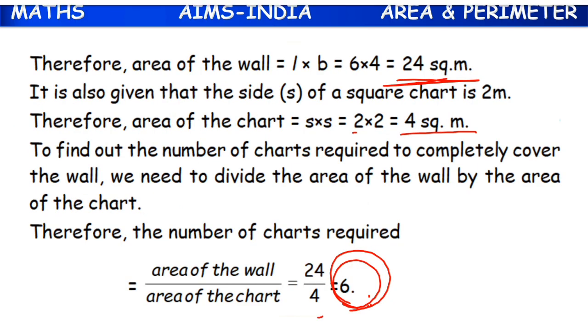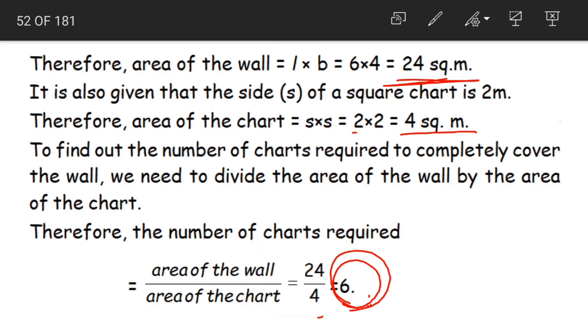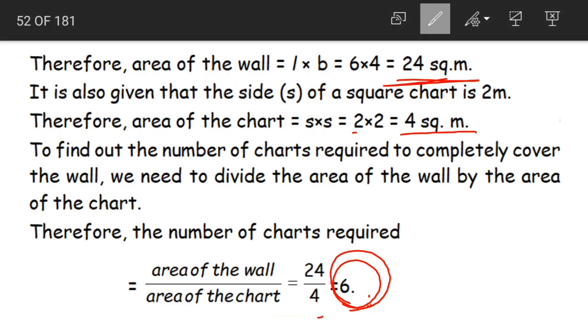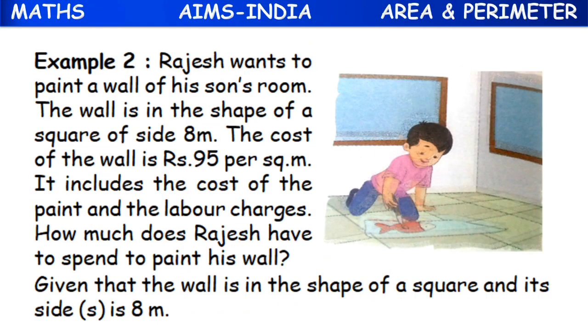I hope this is clear children. What are the steps that we followed here? First, we found out the area of the wall. Then we found out the area of the square charts. Now to find out the number of charts required to cover the wall, we divided. What did we divide? We divided the area of the wall by the area of the chart. And the answer is 6 charts are required.